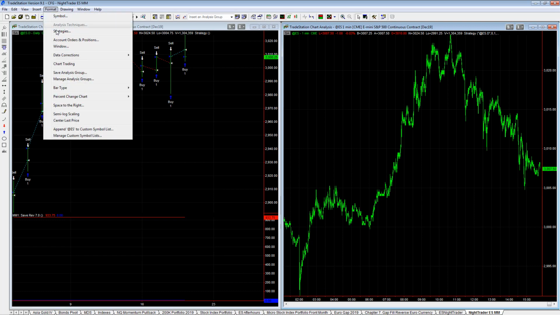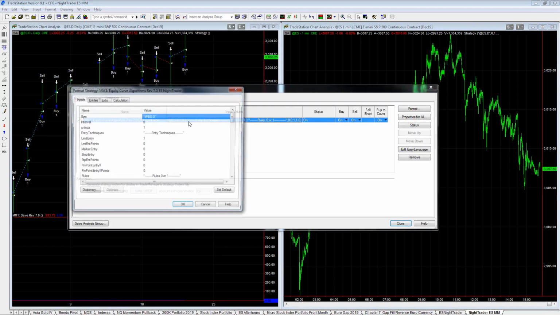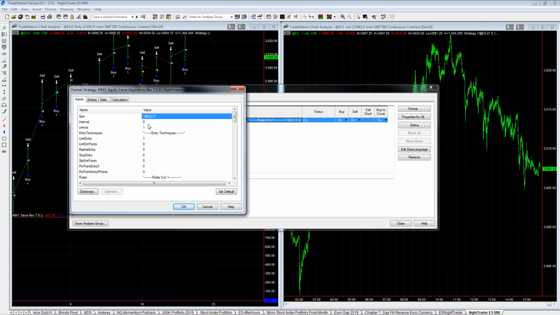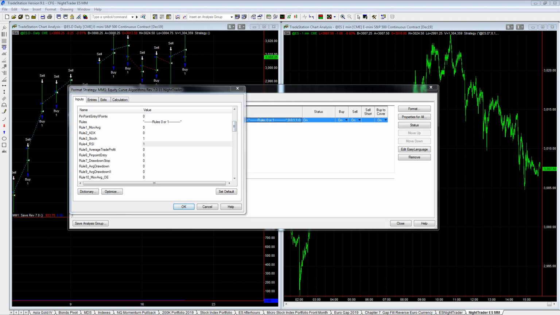So if I go in and I format strategies, we take a look at the settings at ES.D. The interval is 0, which is a daily bar. We use a limit entry, and we simply used the stochastic and RSI. We want it to be overbought. So when you look at a market, you might say it's overbought and you don't want to buy it. But when you're trading your equity curve, you want to trade it when it's overbought, because you're trading a strategy when the equity curve moves higher. And so as your equity curve moves higher, you want to trade it as it goes higher.